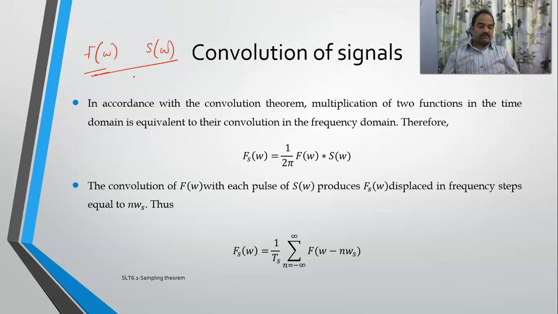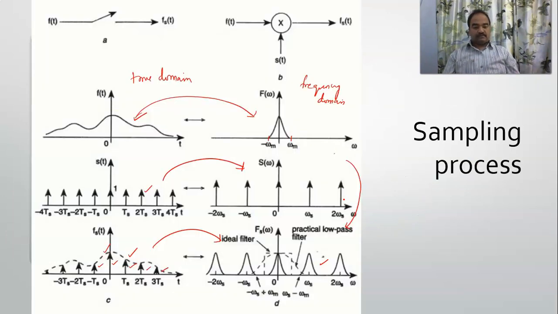In terms of the convolution theorem, when both are represented in terms of frequency, then you can directly multiply them over the time period. So this is Fs of omega, the resultant value is going to be 1 by 2 pi, F of omega convolved with S of omega, where this is the sampling one and this is the original signal. Now, if you carefully see, the convolution produces Fs of omega displaced in frequency steps. This is what I have shown here. This is F of omega, and this is the resultant one.